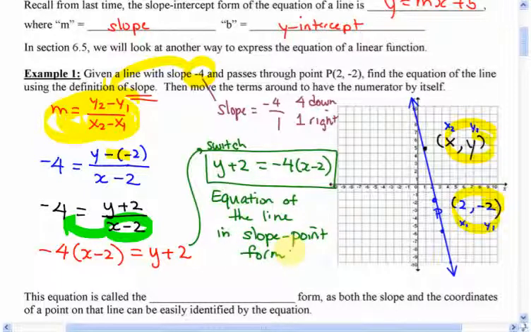Okay. Why does that work? It's because this equation, can you see how there's a slope number? Okay. And there's also a point. So that's why they call this the slope point form, because the slope and the coordinates of the point can easily be identified. Okay.